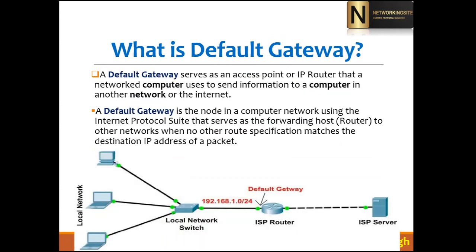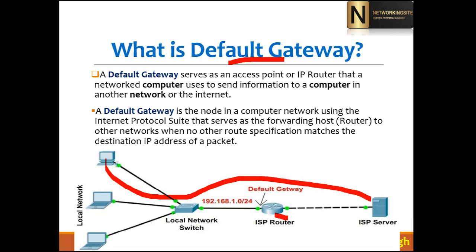Now here we have default gateway. I hope you have heard about this word, right? A default gateway is a router or a server which helps your local computer to communicate to the outside world. Without a default gateway, your local computer cannot go outside. This default gateway helps you to communicate to another network.